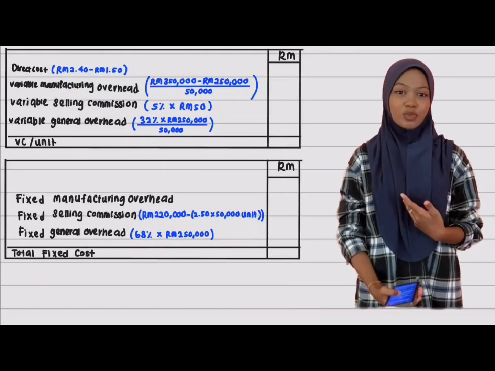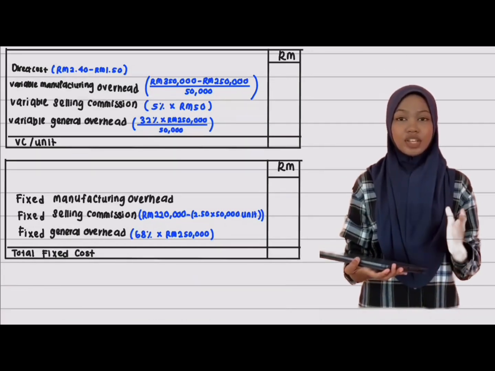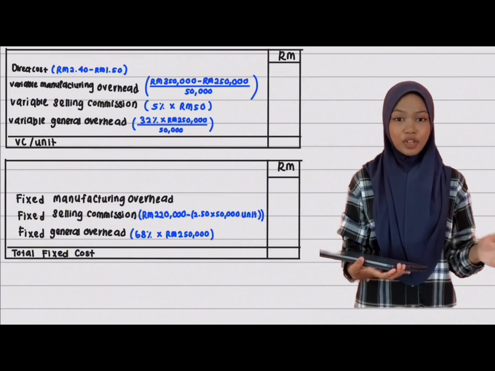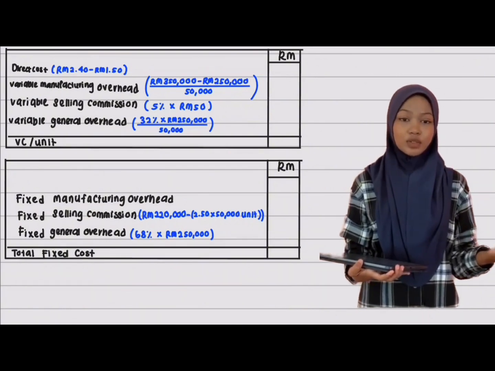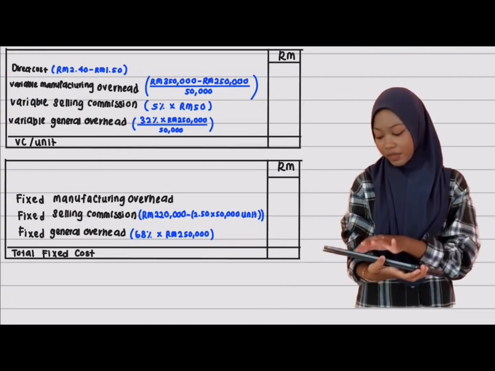So I will start with question 2, Roman 1. First, we need to find the variable cost per unit. How do we get the variable cost per unit? We need to identify all variable components. Let's look at the question.